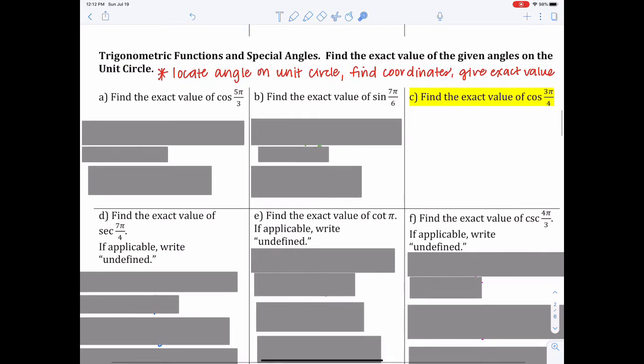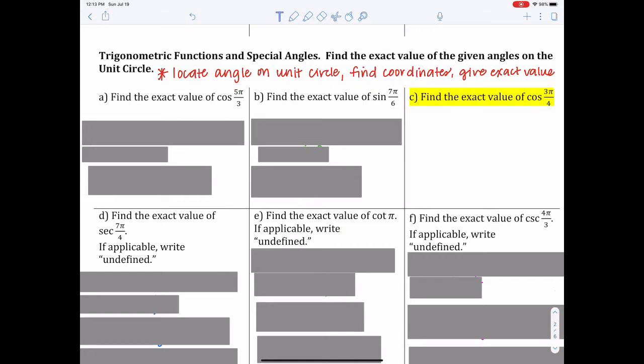Our second set of problems here, we're going to determine trigonometric functions of special angles and find exact values for just one of our trig functions. So instead of finding the entire coordinates, or the x, y on our unit circle, we're just going to find one of those values. So what does that mean? You see how it asks us to find the exact value of just cosine of 5 pi over 3?